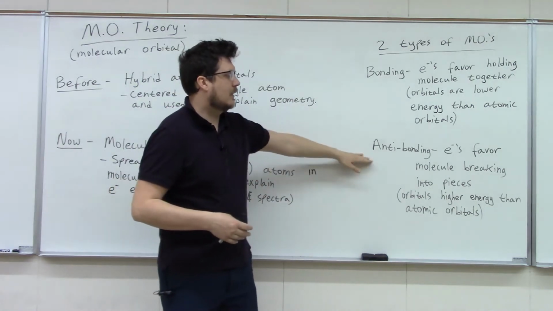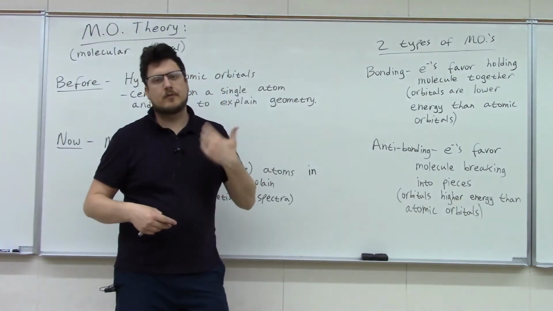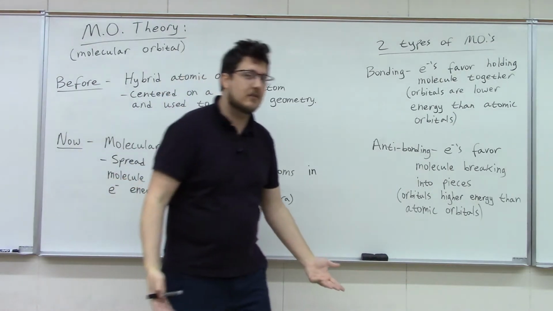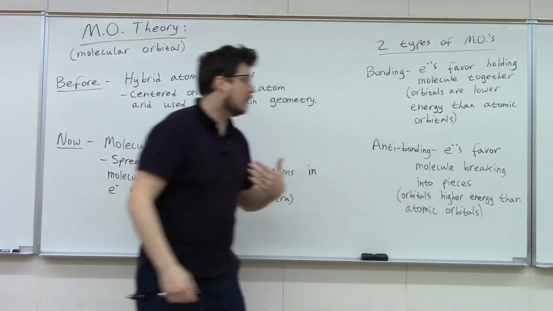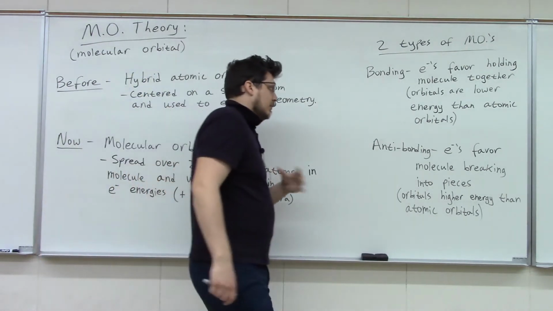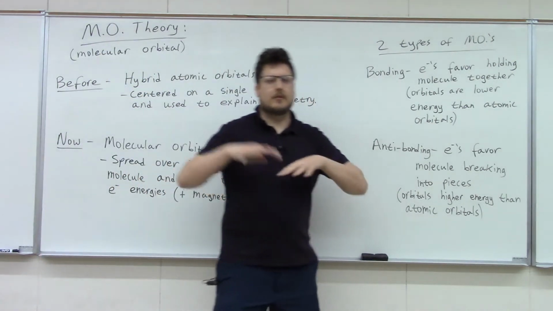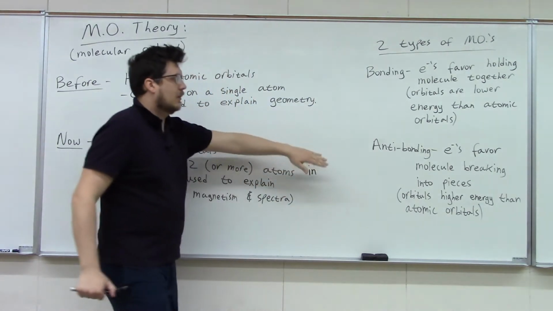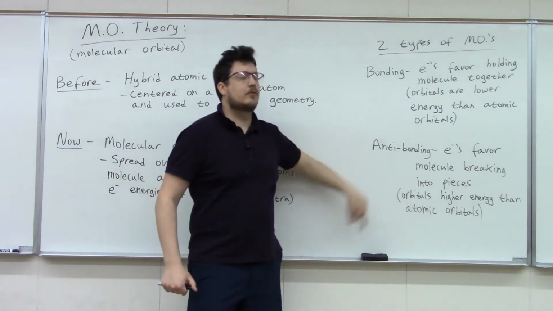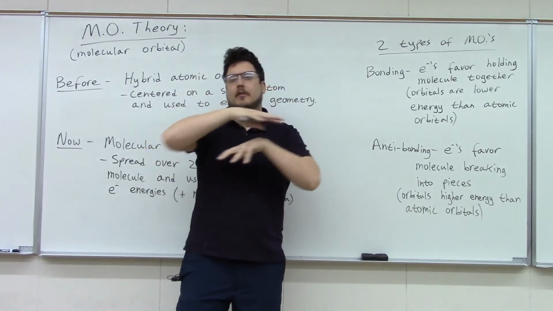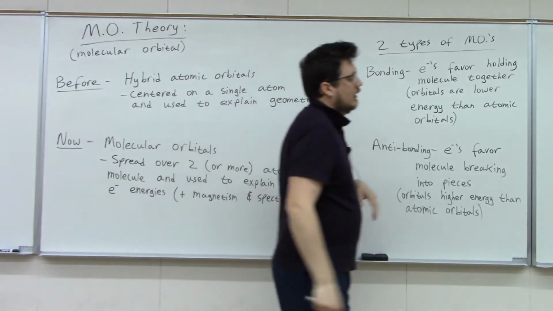But we also have these anti-bonding orbitals. As those fill with electrons, they favor the molecule falling into pieces. I'll make sure to do a screen capture where I show these images and differentiate between the two. I can't really draw them on the board, but an anti-bonding orbital favors the molecule falling into pieces because it only covers small parts of the molecule, not the whole thing.